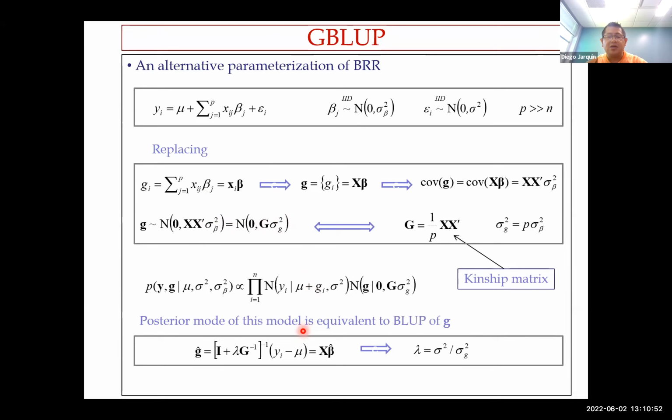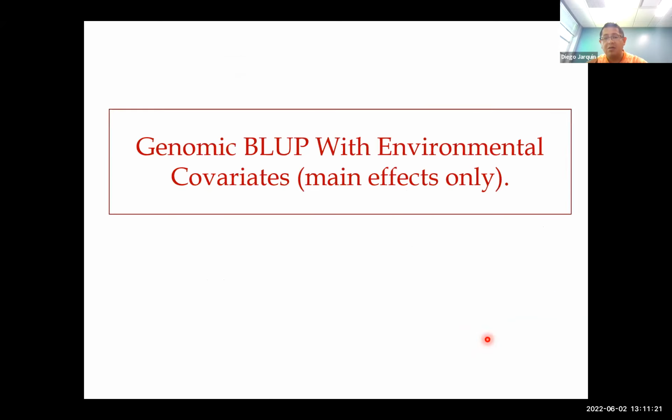And these results use the posterior mode, which, in the Bayesian context, is equivalent to the BLUP of the G-based frequentist approach. The only difference is that the penalty is given by the ratio between the variance components: the error variance component divided by the variance component of the genomic component. Okay, so far we saw how easily we can solve the problem of dealing with high dimensional genomic covariates.